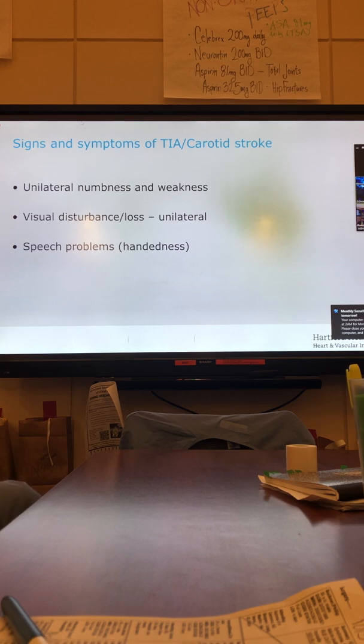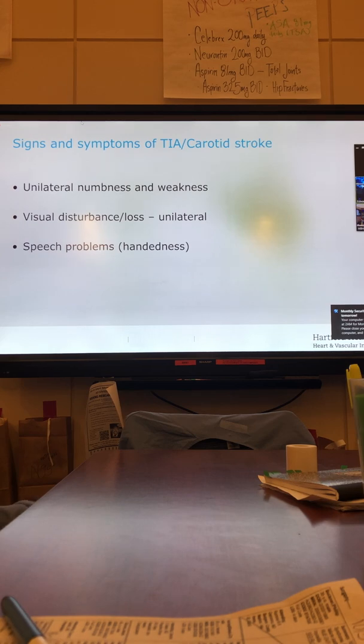Unilateral numbness and weakness, and it has to correlate to the opposite side of where we see the lesion, right? If they've got a left less than 50% stenosis, and they're complaining of right hand numbness, I'm not interested in the carotid. And it's been shown that if we go and fix those carotid stenoses that are mild, we don't cause a reduction in the risk of subsequent stroke.